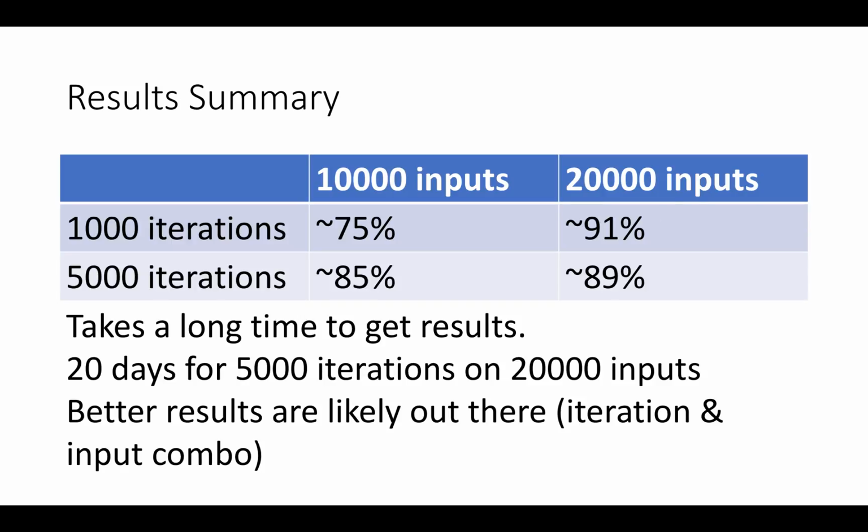So the problem, as mentioned before, is that it takes a very great deal of time. So maybe there is a combination of inputs and iterations that could be even better, 92, 93, maybe even 94, 95, nobody knows, okay? And maybe there is a different architecture that could also do better as well. No guarantees here. I didn't try anything different, but it can be tried.